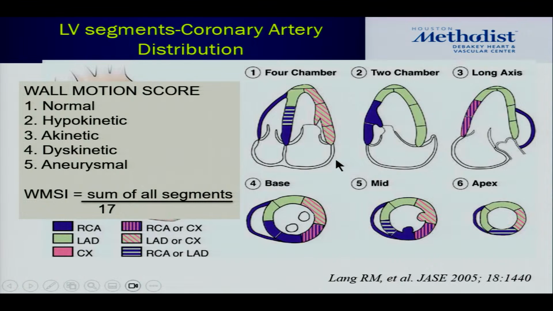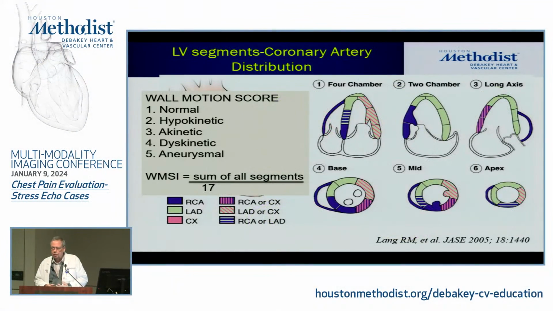And also remember that there is some variation in terms of supply between the RCA and the circumflex. If you have a dominant circ, obviously you can have the same territories that you would have had with an RCA. So the system is very simple. We apply a numerical score to the segmental function, add it up, and divide by 17. So a normal heart would have 1 times 17 divided by 17, and the wall motion score index would be 1.